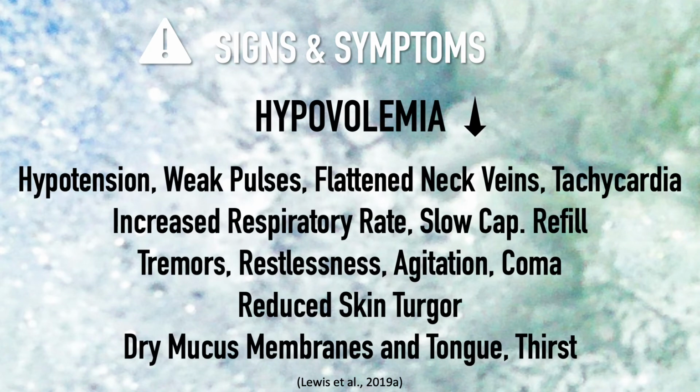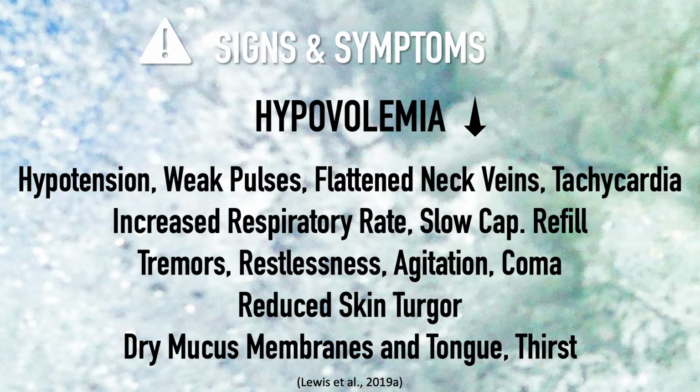When experiencing hypovolemia, we should also expect changes with our cardiovascular system. Hypotension, weak pulses, and flattened neck veins result because of less fluid volume, and tachycardia because our heart is working harder to pump less fluid around our body. An increase in our respiratory rate happens because we have less fluid circulating and we may be experiencing a decrease in tissue perfusion. Look for a slow cap refill.